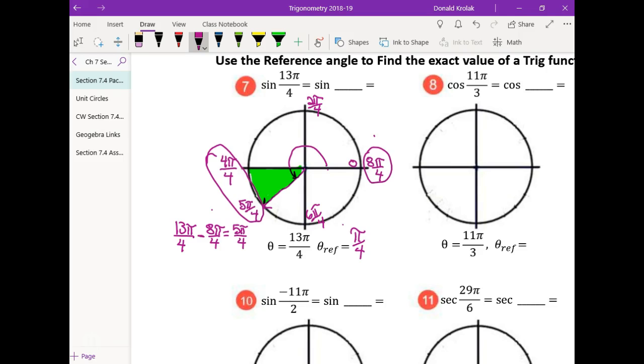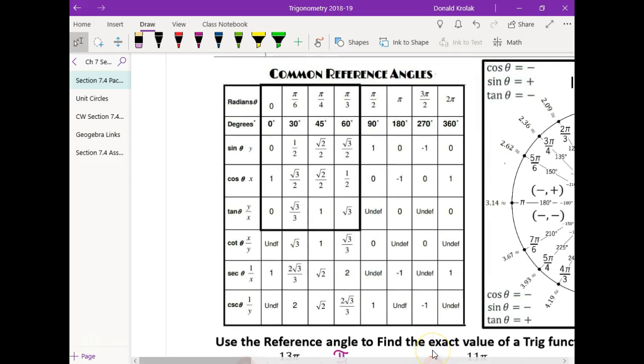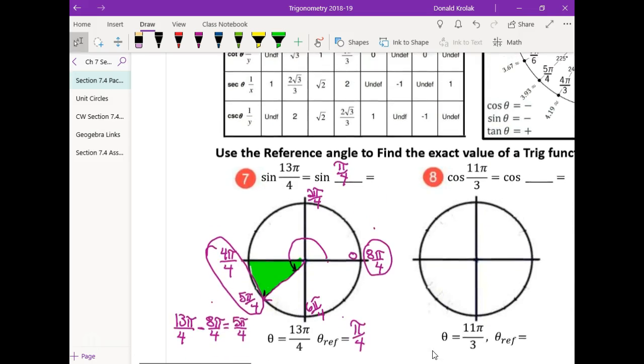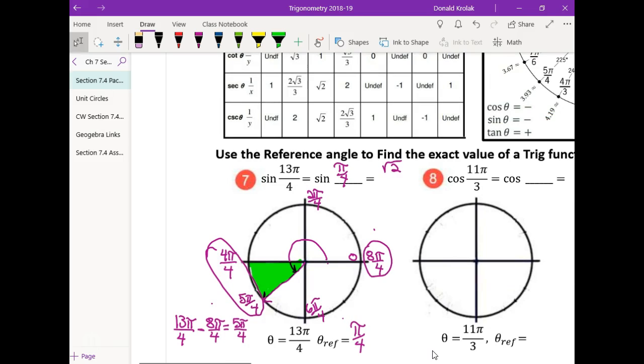So this is the same as the sine of pi over 4, and then I just go up to my chart, find pi over 4, find my sine value, and then put my plus or my minus on it. Okay, so Caitlin, am I positive or negative? Yep. And there's my solution. Sine is negative in quadrant 3.